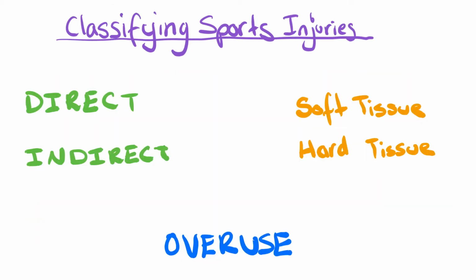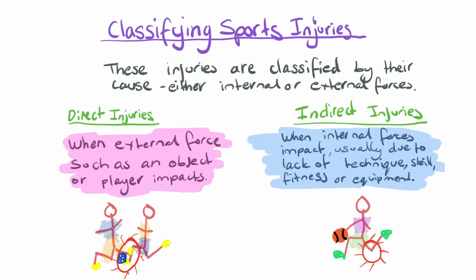And so when we classify sports injuries, we can sort of do them into three groups. So we have direct and indirect injuries. So one is one and the other one's the opposite. We have soft or hard tissue injuries, or we have overuse injuries. So we'll start by having a look at injuries that are classified by their cause, and so that's either an internal or an external force.